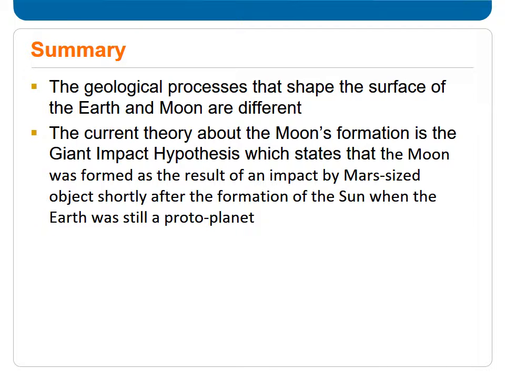In summary, the geological processes that shape the surface of the Earth and Moon are different. The current theory about the Moon's formation is the giant impact hypothesis, which states that the Moon was formed as a result of an impact by a Mars-sized object shortly after the formation of the Sun, when the Earth was still a protoplanet.